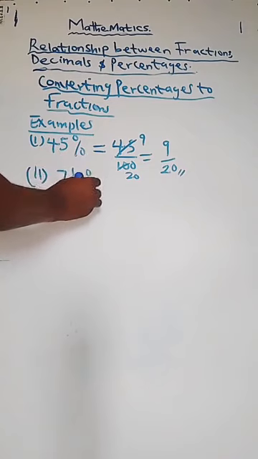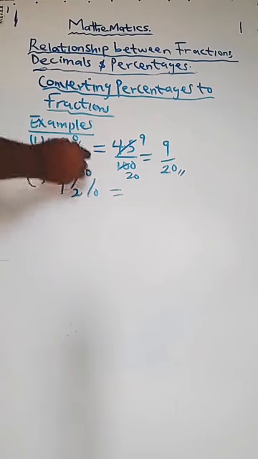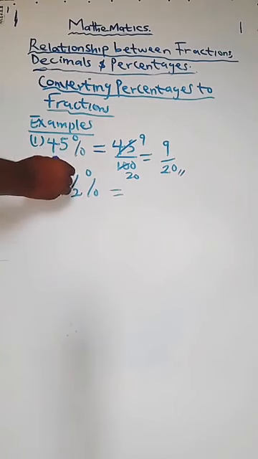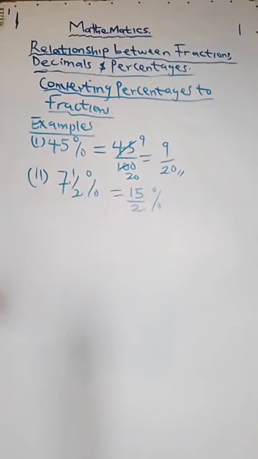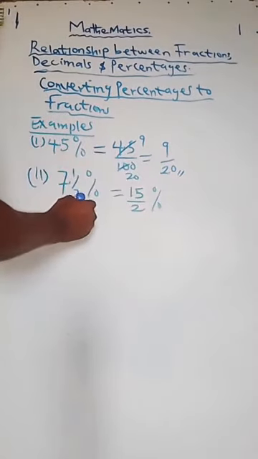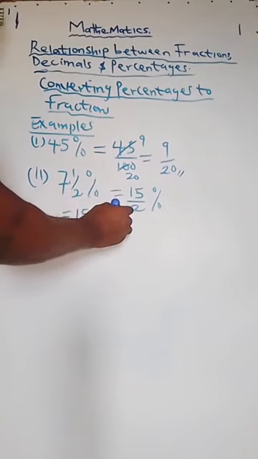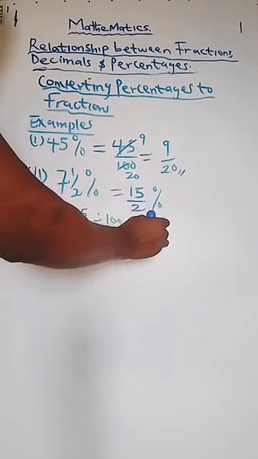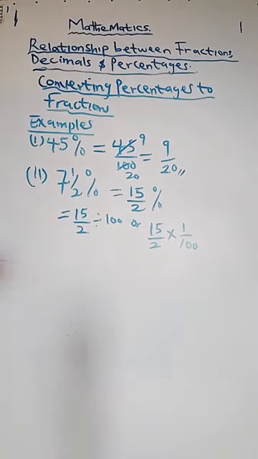Let's look at another fraction to understand this concept. 7.5%. The best way to do this is to first of all convert this one to an improper fraction. This is 2 times 7, 14 plus 1, 15. So we have 15/2%. Since we know that percent means divided by 100, we can express it as 15/2 divided by 100, or 15/2 times 1/100. They both mean the same thing.